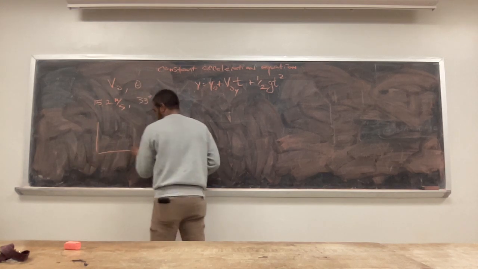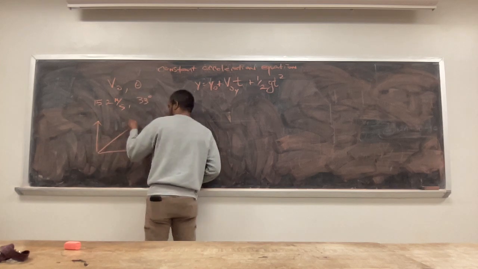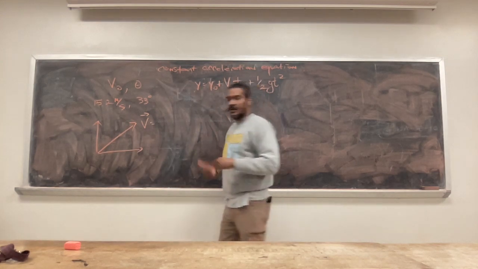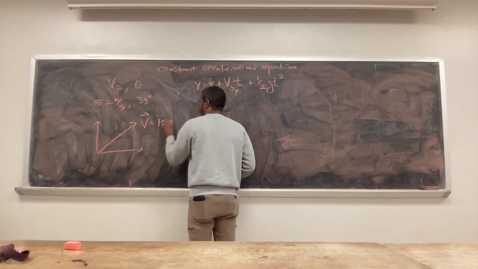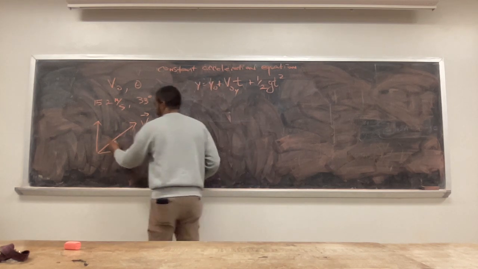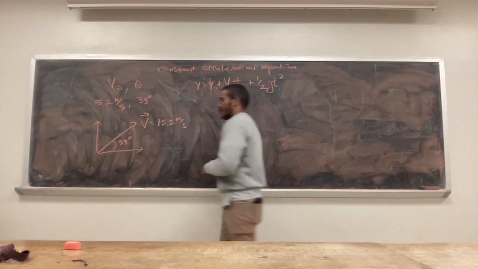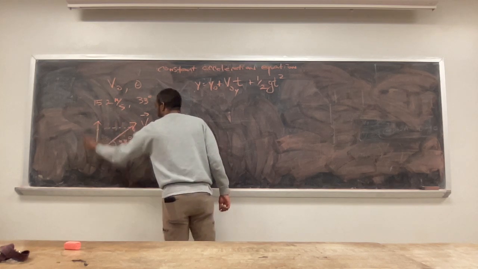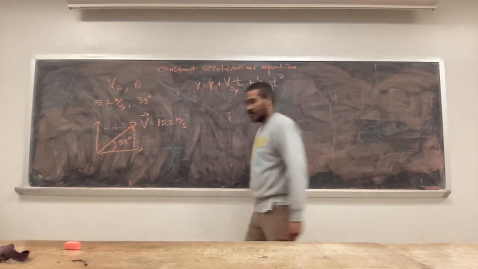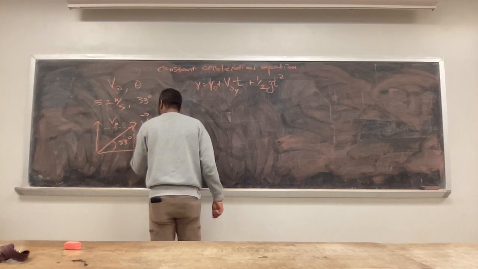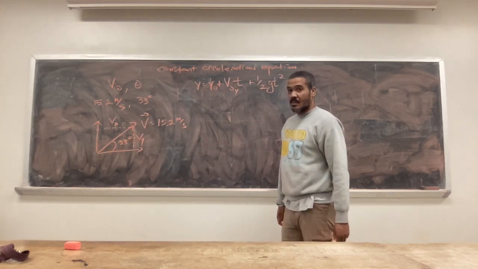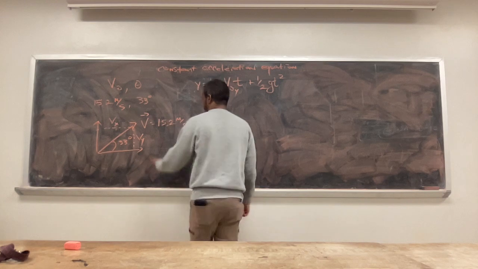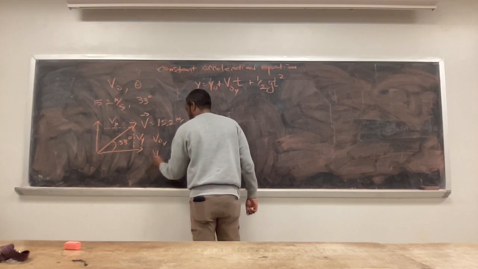All right, so I like to draw it out so I can visualize it. Here's my V. Same thing we've been doing with the vector math. V is 15.2 meters per second, and here's my angle of 33 degrees. So then I can draw my X and Y components and I can see them clearly. Vx and Vy. And so now I can get my V of X and V of Y.